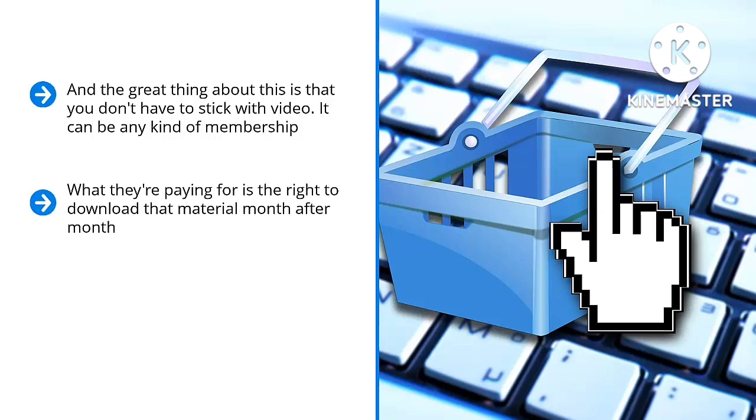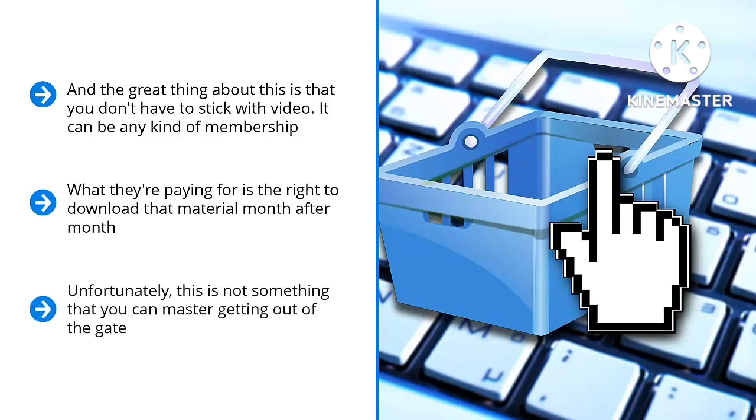This is the key. Recurring income should be your ultimate goal. This is how you maximize your effort. You're putting in less work while getting more money out of the system. Unfortunately, this is not something that you can master getting out of the gate. It also doesn't happen overnight. You have to pay your dues by doing the other steps above first.